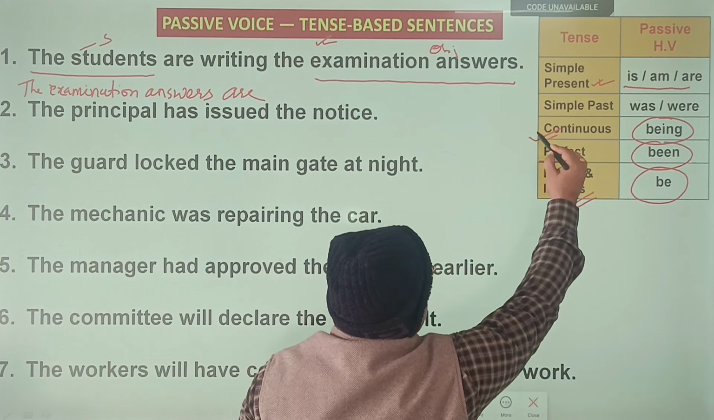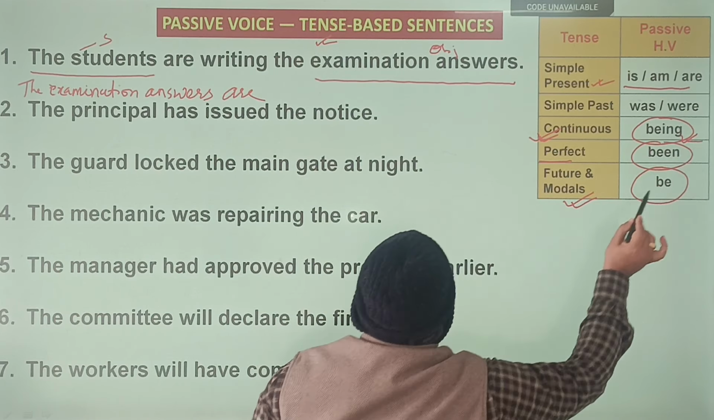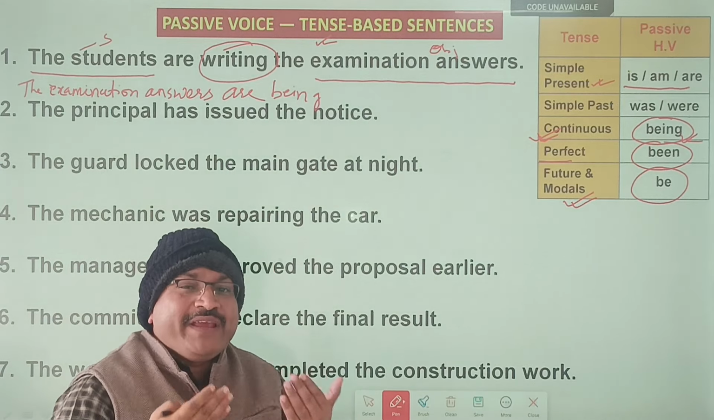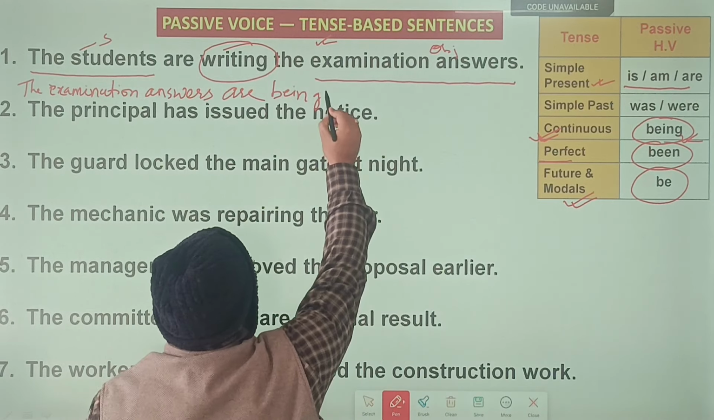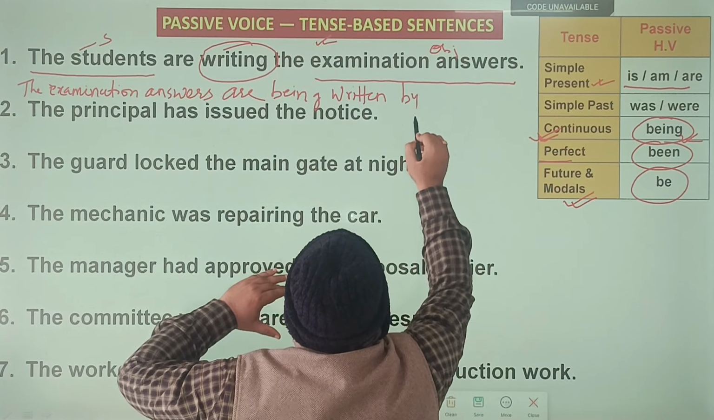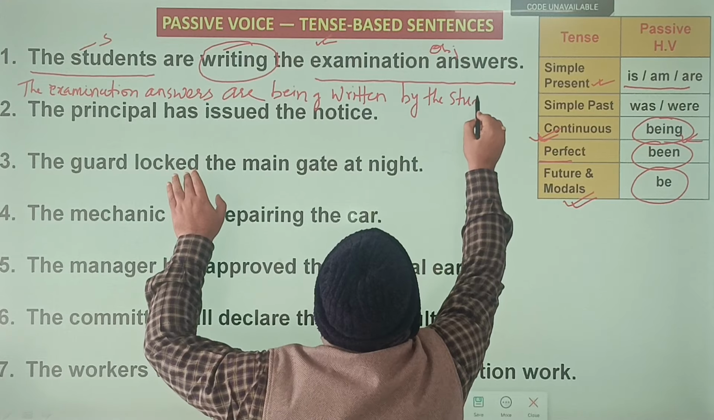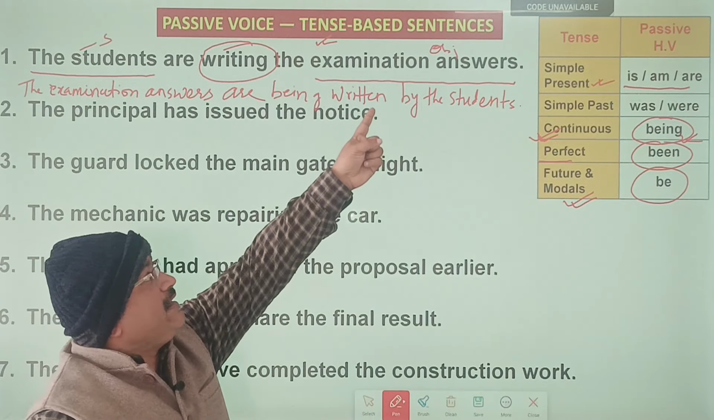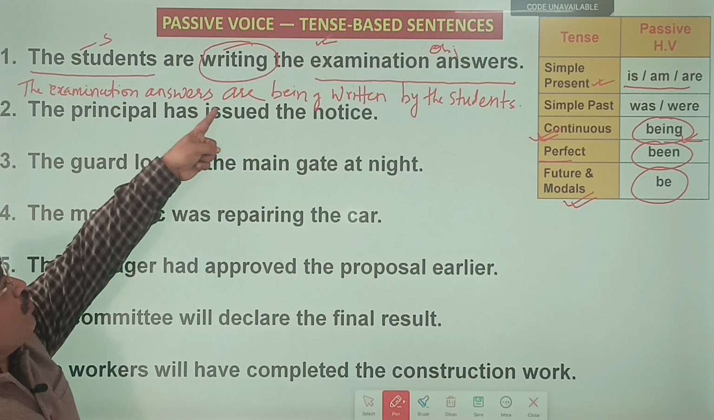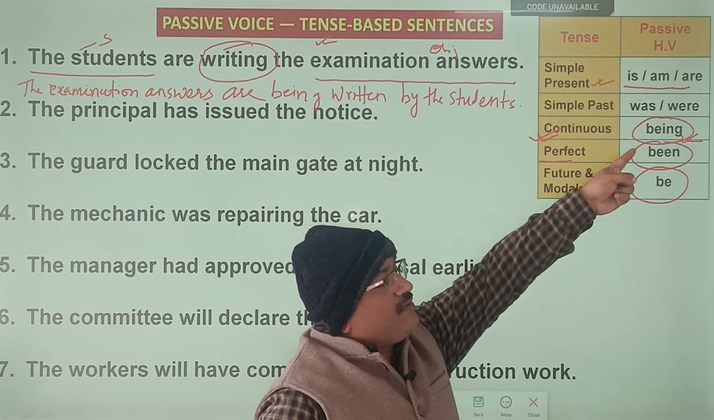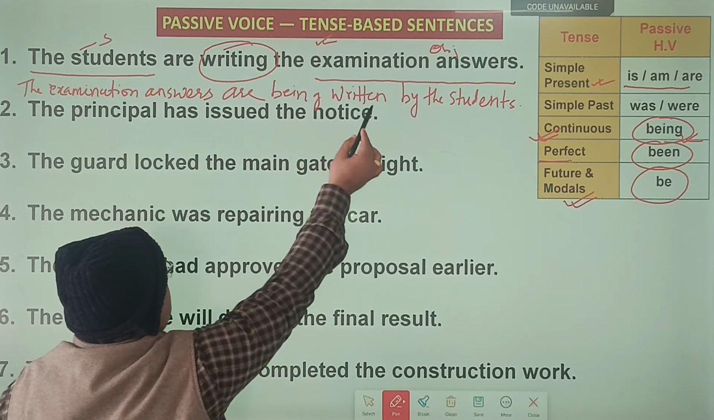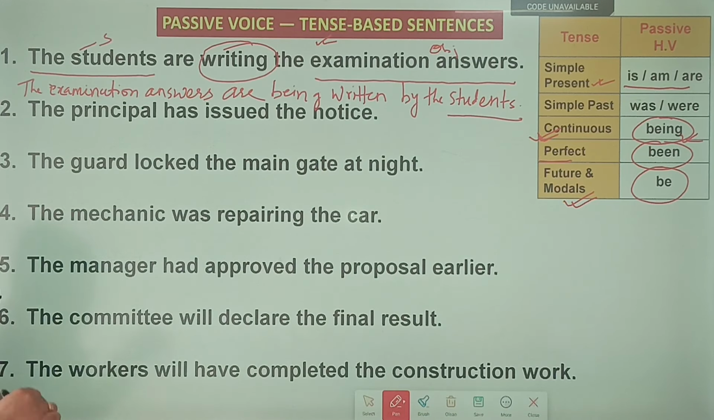Since it is continuous, for continuous, what do we have to add? Being, very important. So are being. And the main verb will always be in past participle, V3. Being written, then the subject will come at the object's place, by the students. Very simple. Examination answers, the object came at the subject's place. Then the be verb, since it is plural, so are. Continuous tense, so continuous will use being. So are being. The main verb is in V3 form, past participle, so written, and then by the students. Let us see the second one.